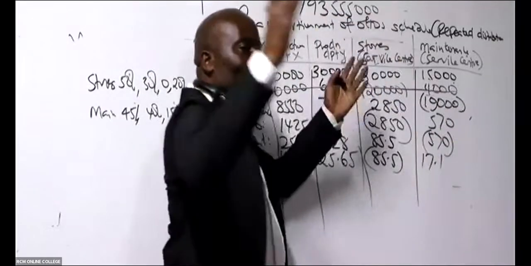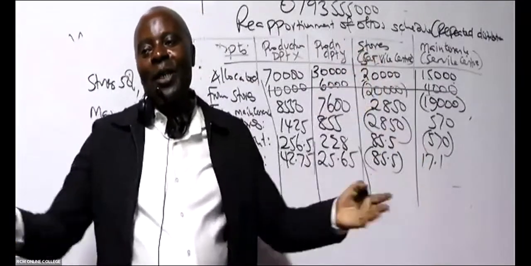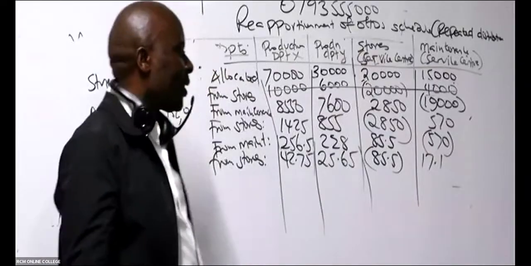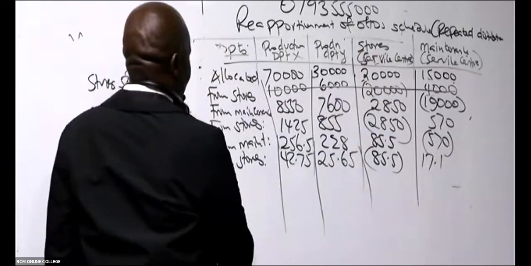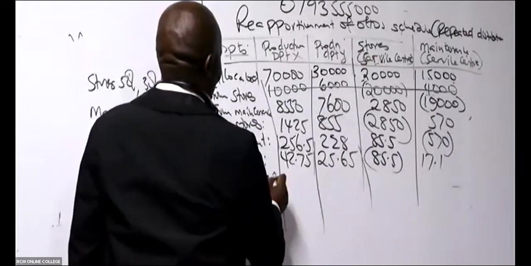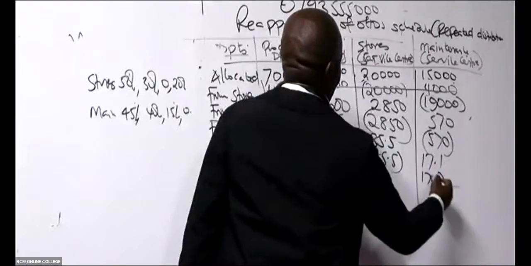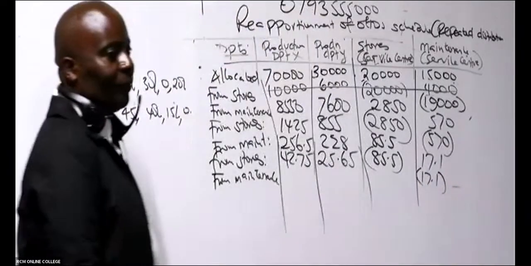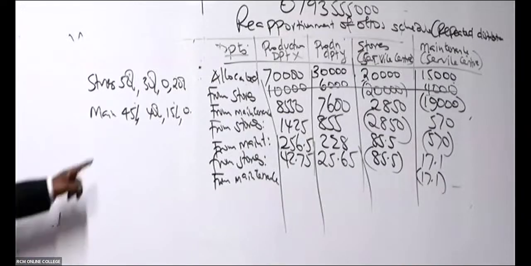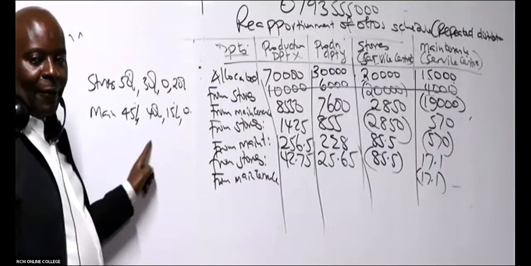Can we lift up a hand and say now we have finished? No, 17.1 is still big. It is not 0 point. Not yet. So we remove that from maintenance. So 17.1. From maintenance, the percentages are here.